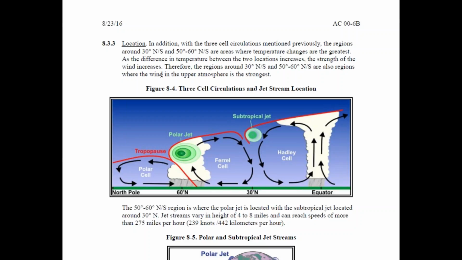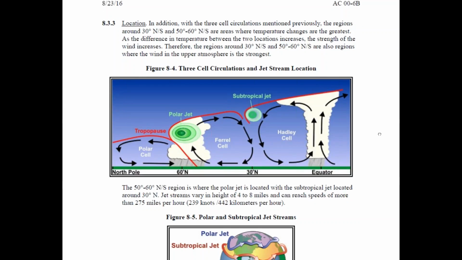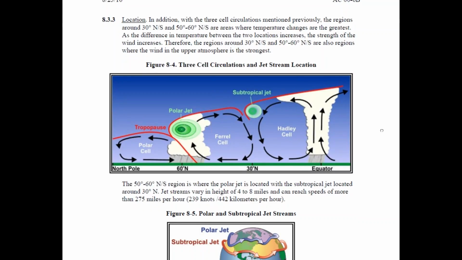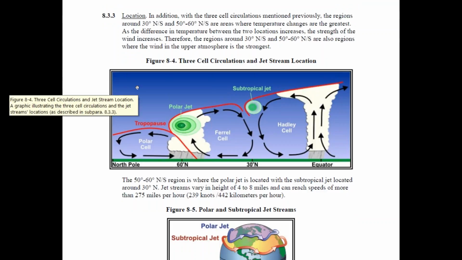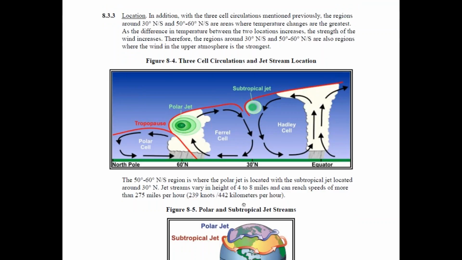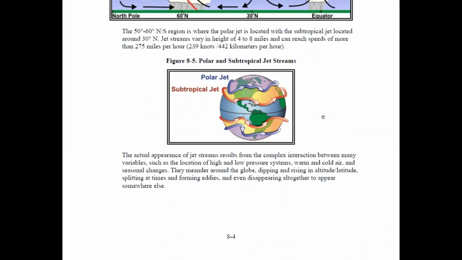This is talking about the location. In addition, with the 3-cell circulations mentioned previously, the regions around 30 degrees north. All this is basically talking about is the jet stream moving between the cells and the pressure systems, but this really isn't anything too much.